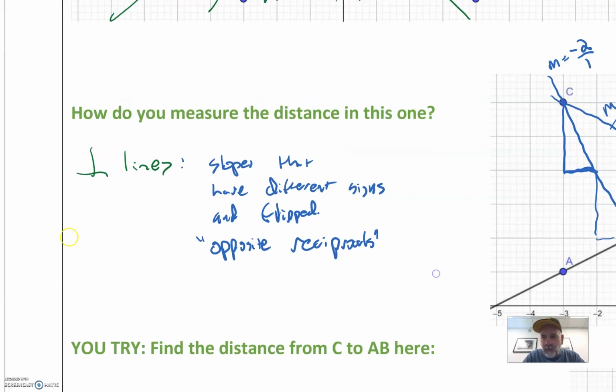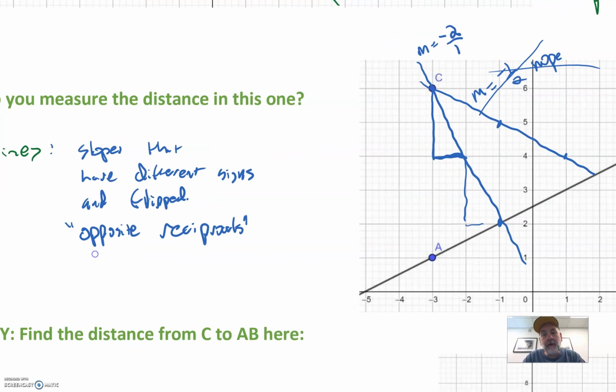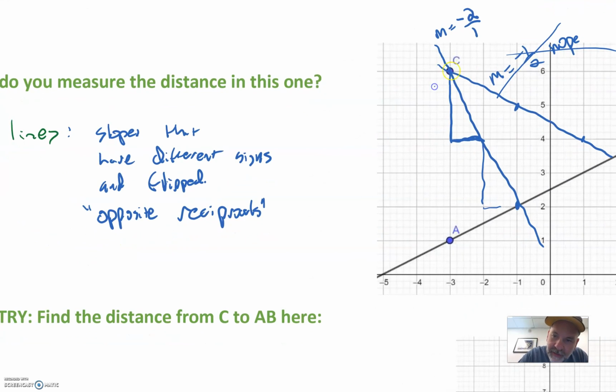Cool. So now we know how to do this. And now we could find the distance between this point and this point. We can't just count boxes like we did before, but we can do the distance formula because now we have 2 points to measure. And that's what made this problem hard.